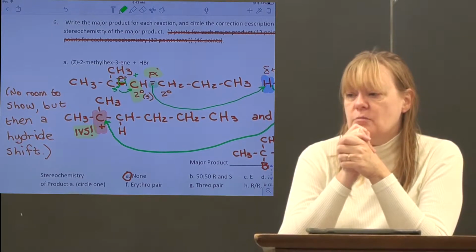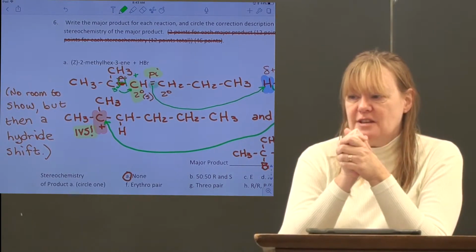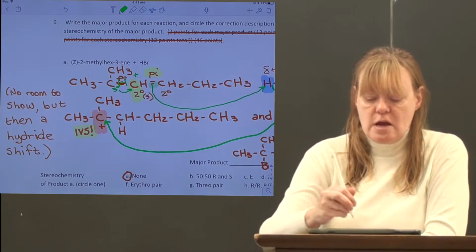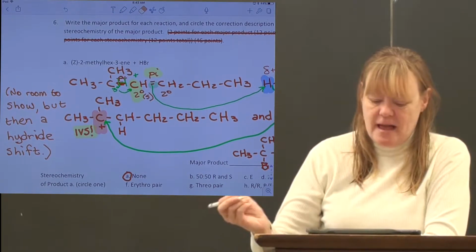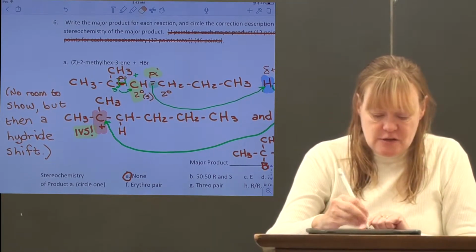So I've got better examples of how to draw out the shifts and everything. Like I said, I can't erase this because I did it in Word, see? So I can't fix it, sorry.